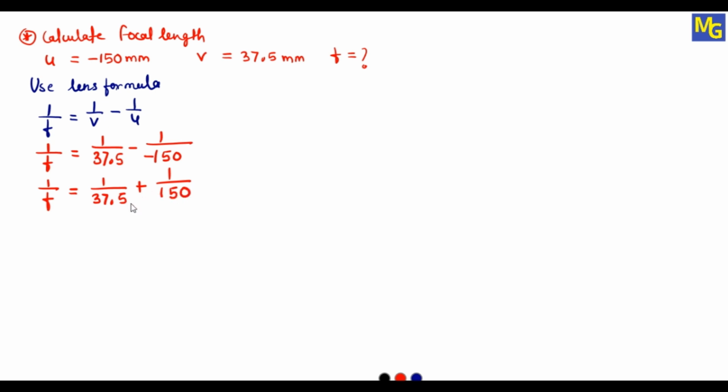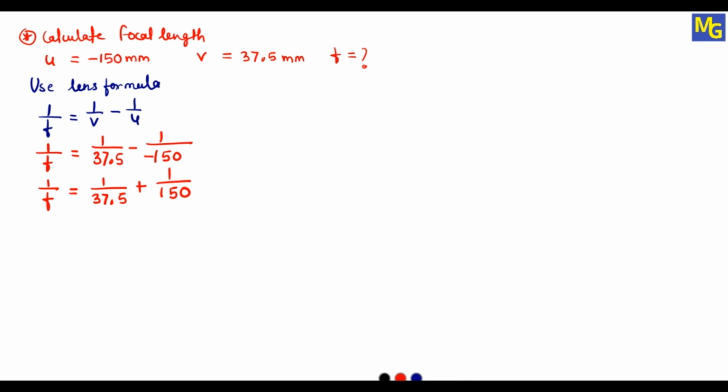Now see, we have to find the LCM of these two. But one number is in decimal and one number is without decimal, so it will be difficult to find the LCM if it is like this. So what should we do? We should remove this decimal first. Remove the decimal, convert it into a normal number, and then we can take the LCM of this.